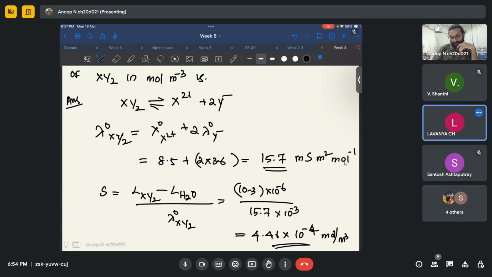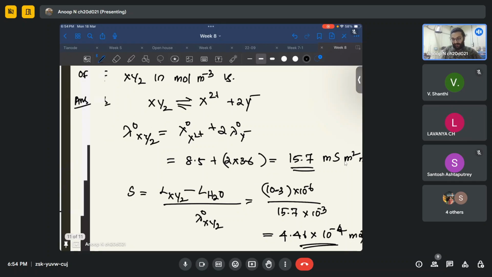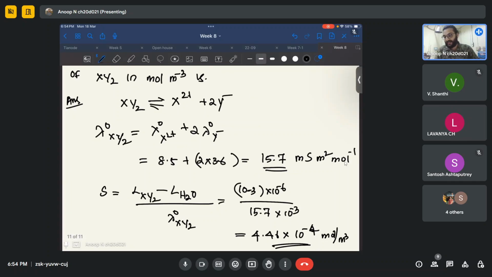Which one? 10 minus 3. That is LX2. It is given in the question. You see, the specific conductance of water and of a saturated solution of the sparingly soluble salt XY2 are 3 microsiemens per meter and 10 microsiemens per meter respectively.